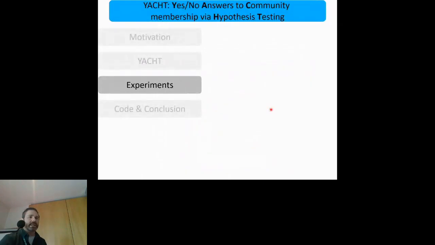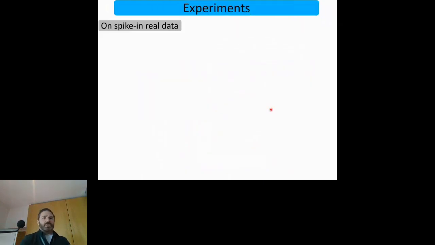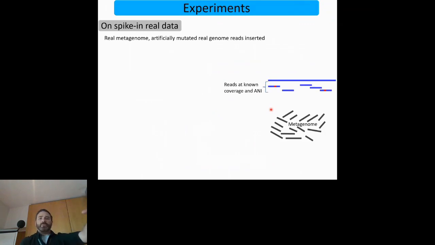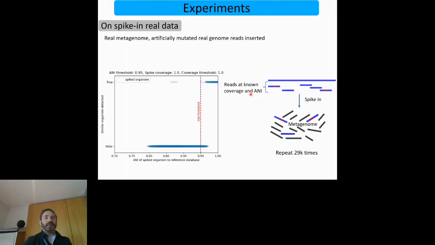Great. Okay, what does it look like in actual practice? We're going to use spike-in data. I take a real metagenome, a real genome. We mutate reads from that genome. We spike it into my metagenome. And then I try to say, is that thing present or absent, depending on the control over my ANI. Repeat this 29,000 times, and then you're going to get a plot like this.